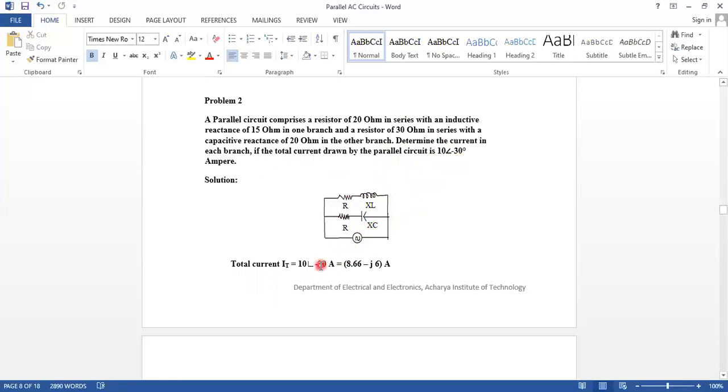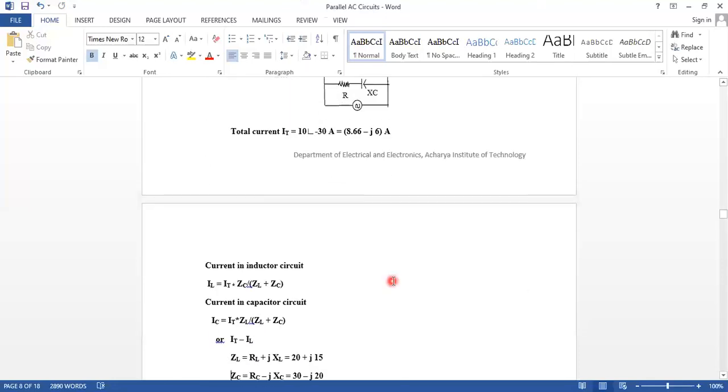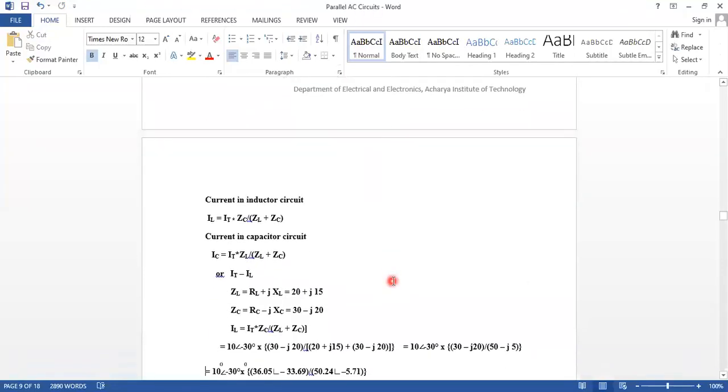Let us first write down what is given. The total current is given, so this polar form you convert into rectangular form. How to find the branch current? By using the branch current method. When you have two resistances in parallel and you know the total current, how do you find the branch currents? In a similar way, here also we need to find them.